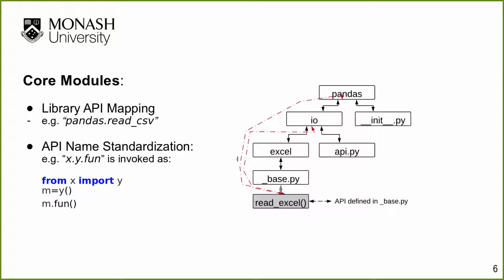We solved this by statically inferring runtime import relations across different Python source files. Moreover, our API name standardization will extract function calls and recover the call name to its fully qualified name. For example, the API x.y.fun is invoked by different statements, which can be seen from this simple code example.